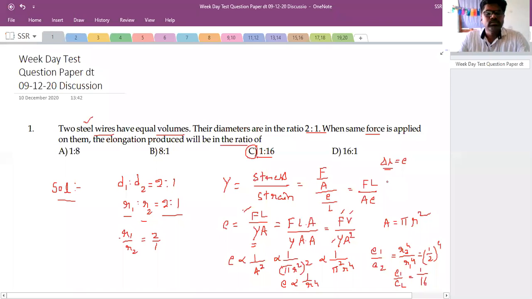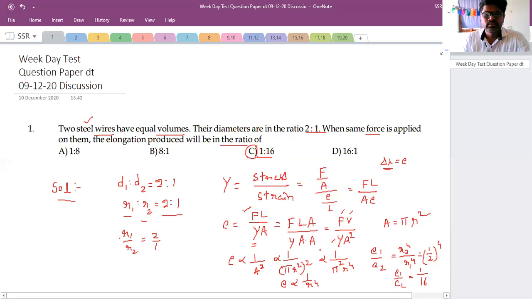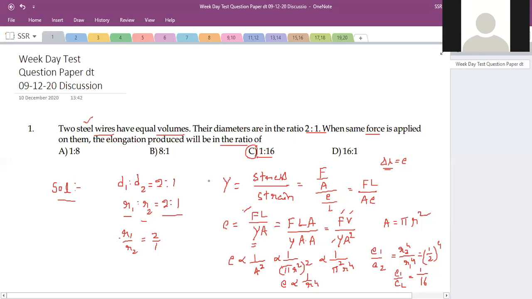Are you clear on the solution, all of you? Sir, I have a doubt in that formula, sir. E equal to FL by AY, sir. Then you divide both by the area of cross section, multiplied and divided. Okay, sir. So all of you understood this? Say yes or no fast.